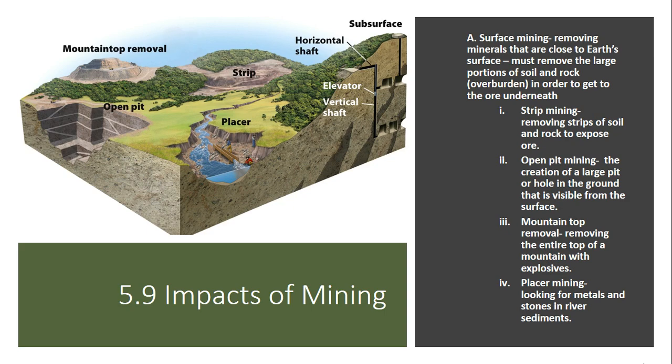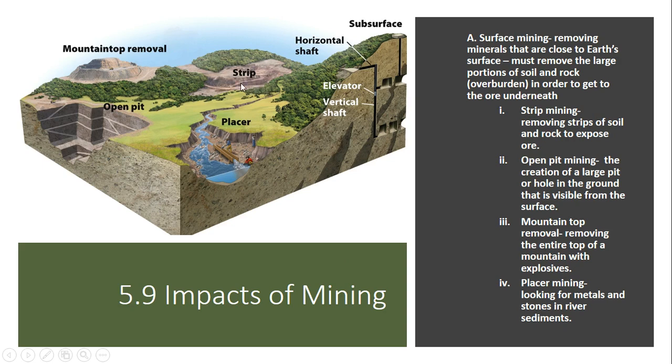Now, two types of mining that we should know are surface mining and subsurface mining. In this first slide, we'll talk about the types of surface mining, and you can see them in the image there. But what does surface mining mean? It means the removal of those ores or minerals that tend to be closer to Earth's surface. But to do that, a very large amount of soil and maybe even rock, called overburden, will have to be removed. Now, the first type of surface mining is called strip mining. You can see that here.